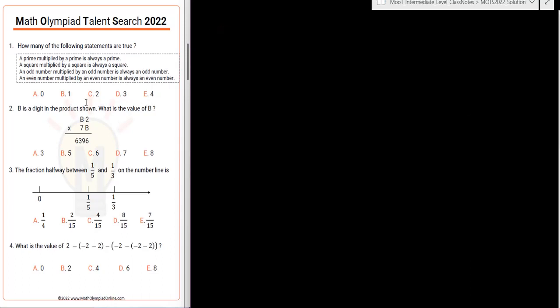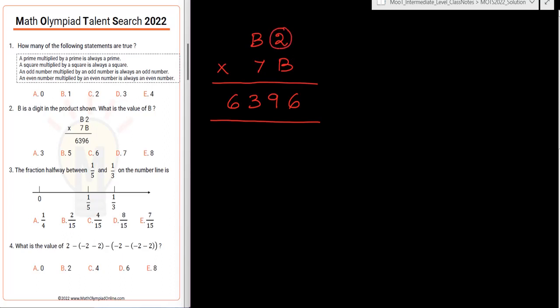B is a digit in the product shown. What is the value of B? B2 times 7B. They have given the product as 6396. Right. What is the possible value for B? That is the question. It's super easy because you see here there is 2 and you have the B here.